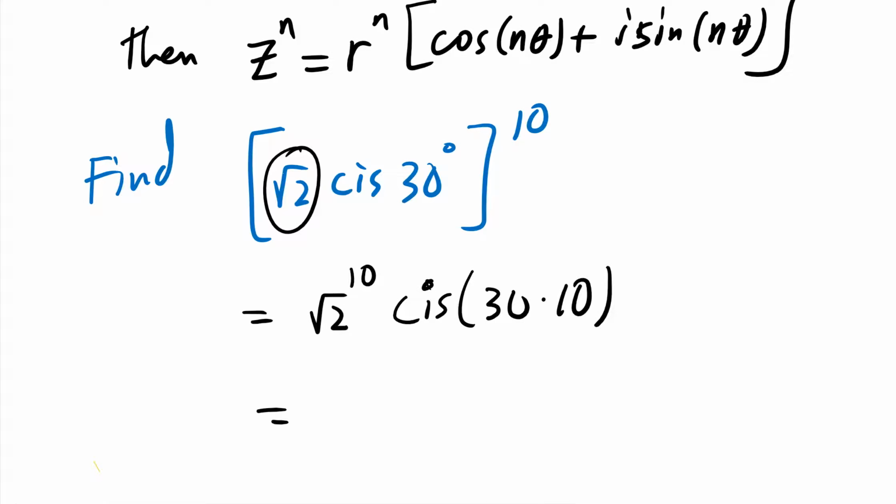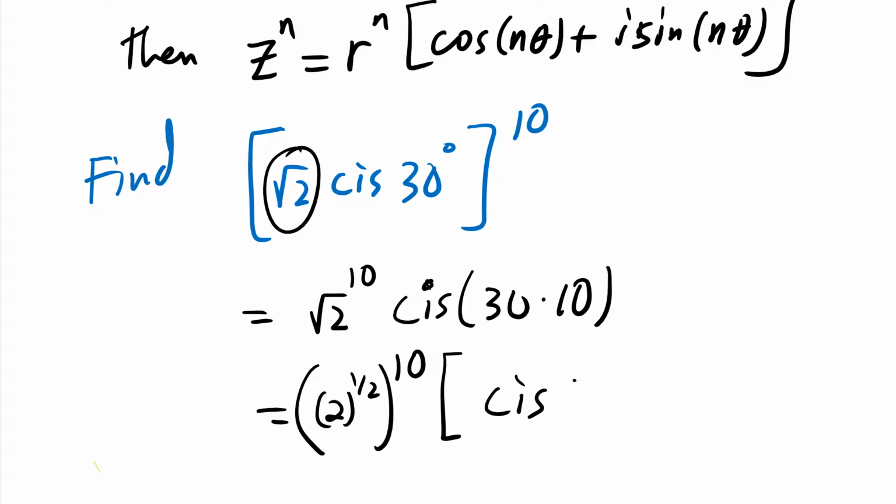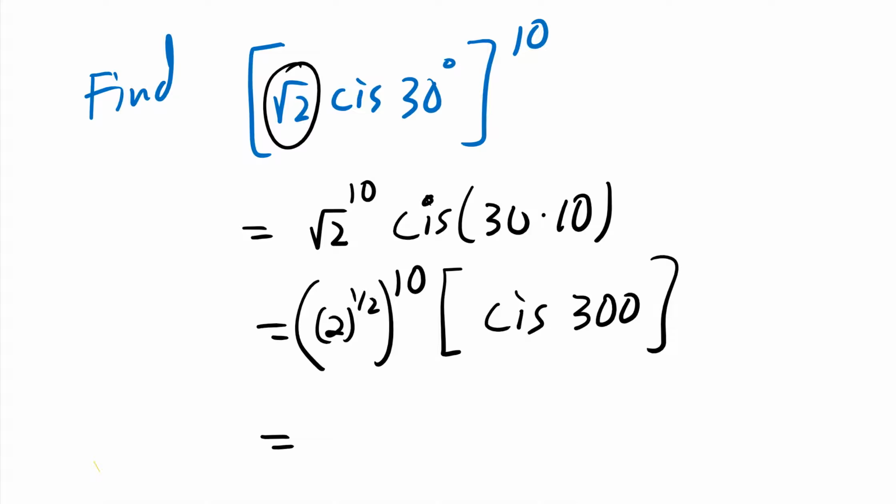How do you simplify the first one? You can put it on the calculator if you like, or you can write it as 2 to the 1/2. That's what the square root means. All raised to the 10th power. And this is CIS 300. This gives us 2 to the 1/2 times 10, which is 2 to the 5th. 2 to the 5th is 32.